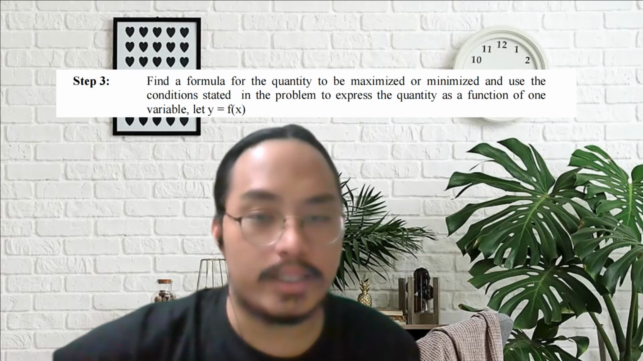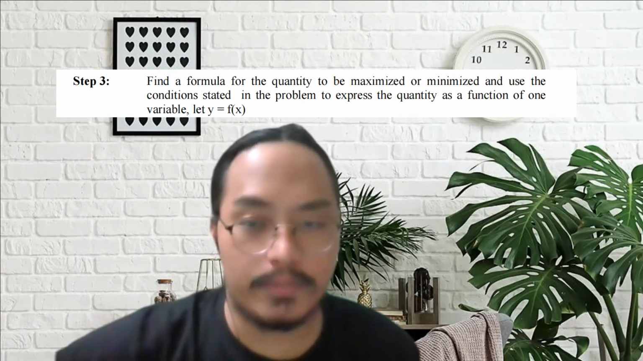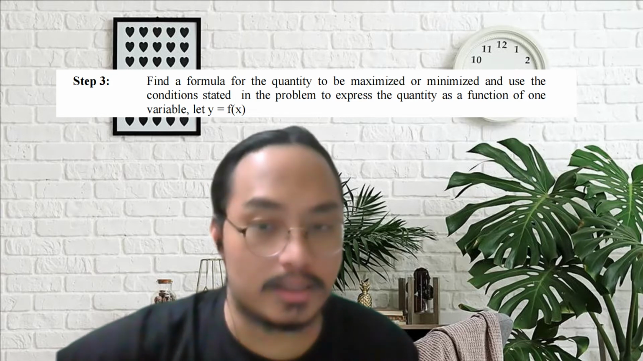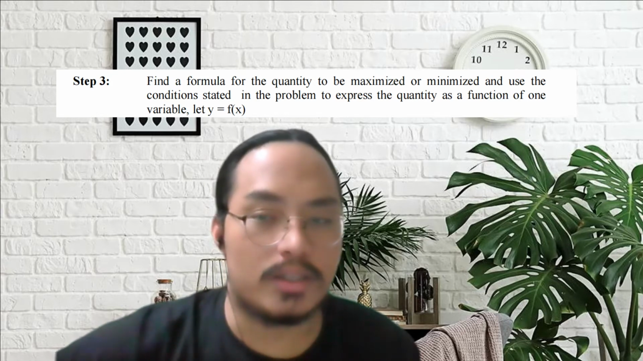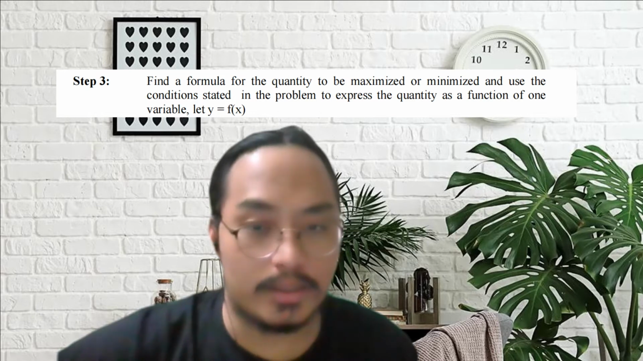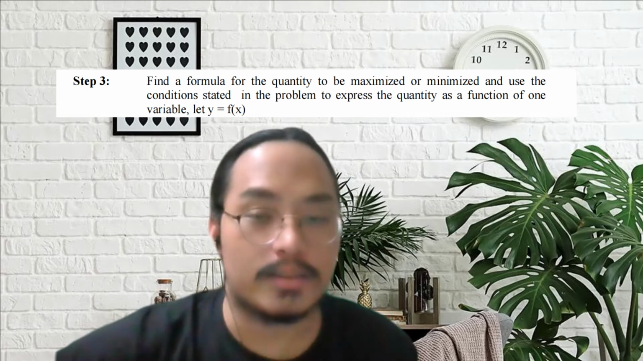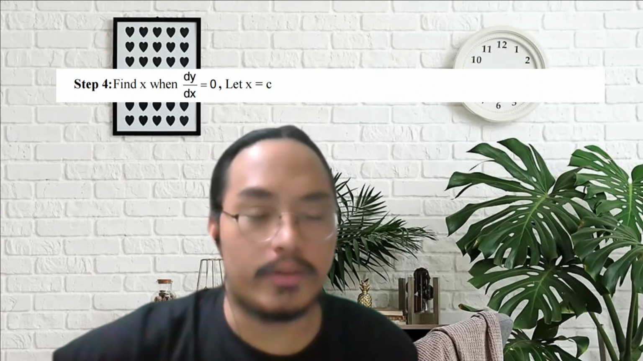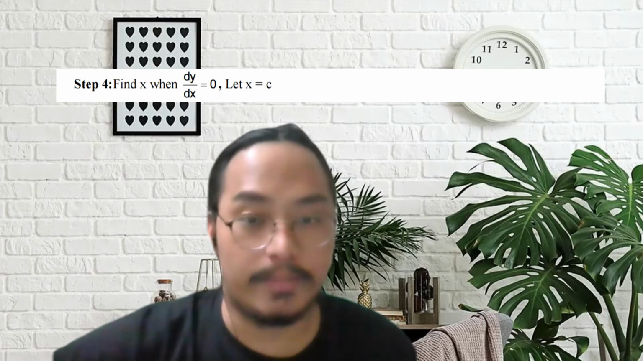Step 3, we must find a formula that is suitable for the quantity to be maximized or minimized, and use the condition stated in the problem to express the quantity as a function of one variable, such that y equals f(x). Step 4, we must find x when the first derivative dy/dx equals 0, and let x equal c.